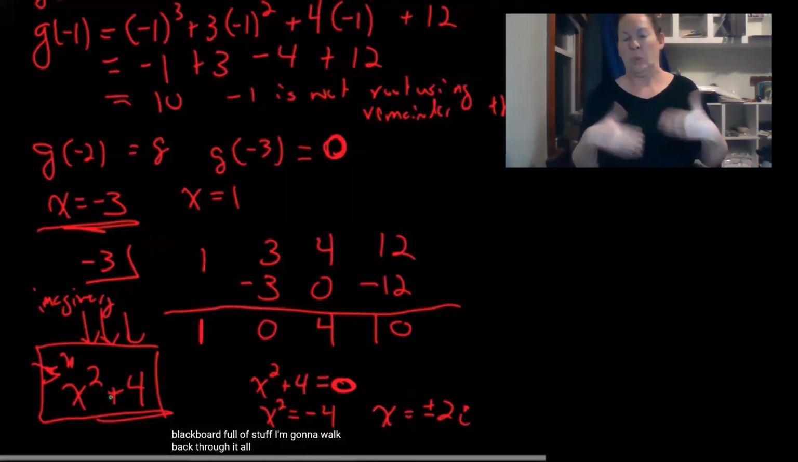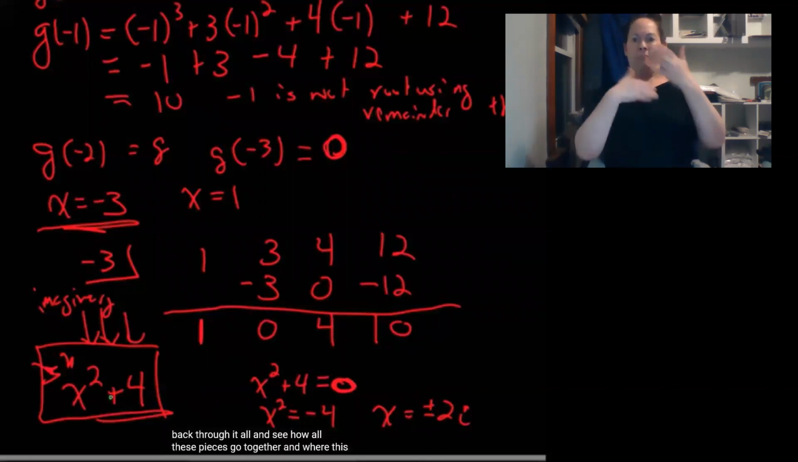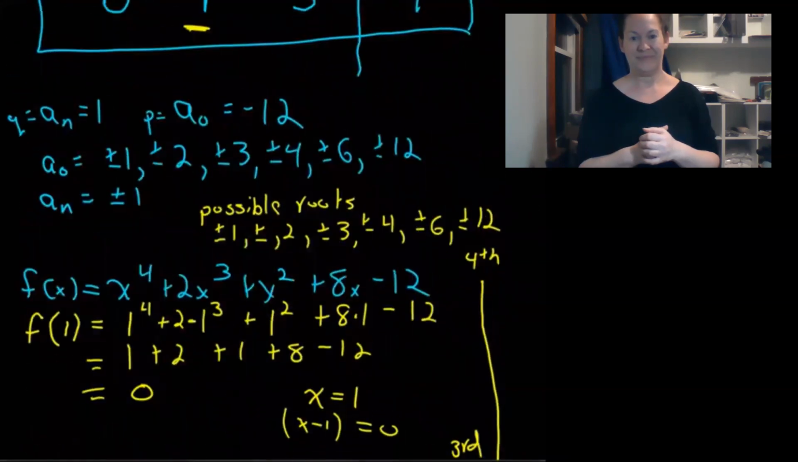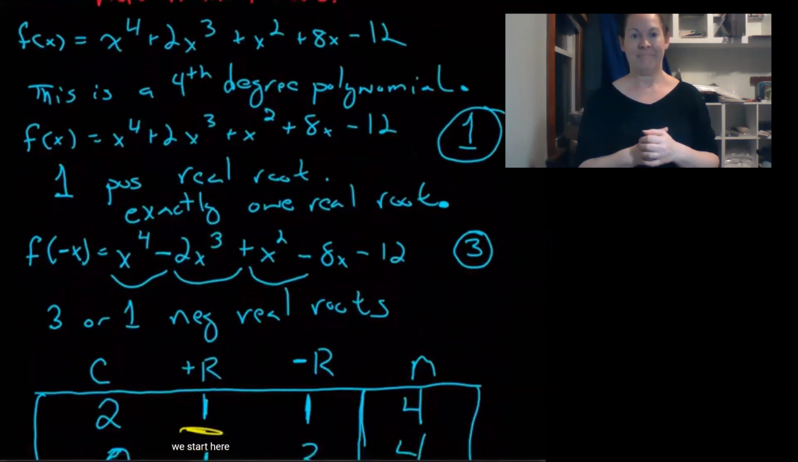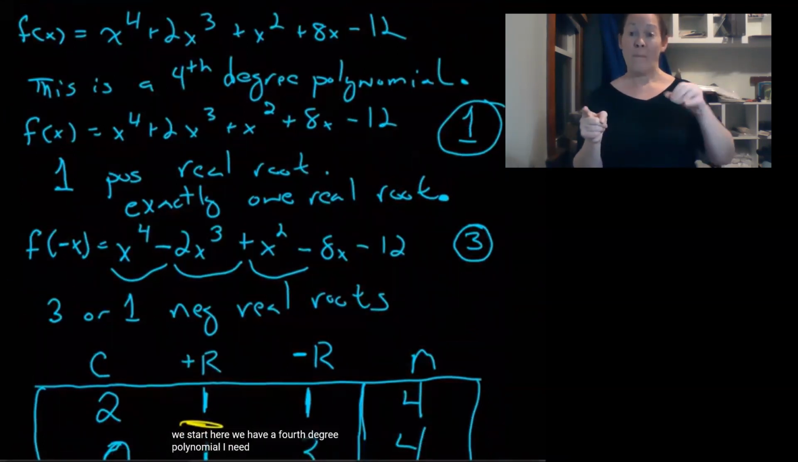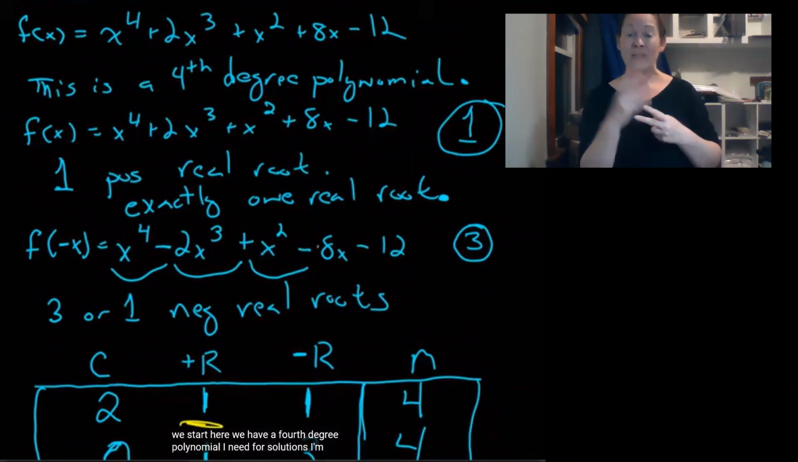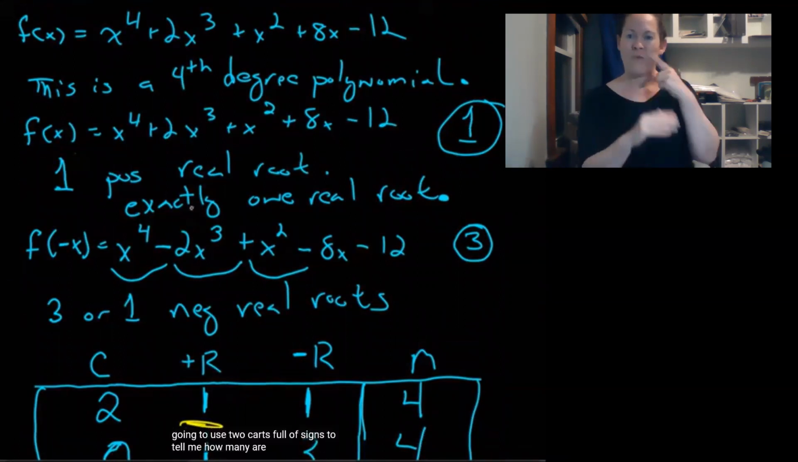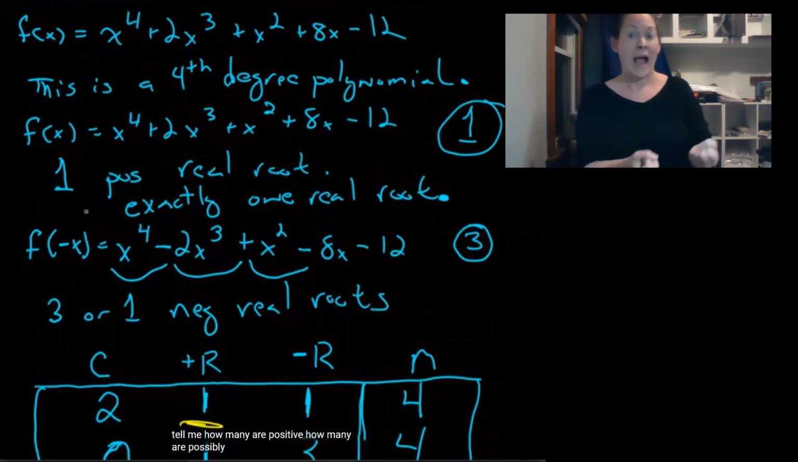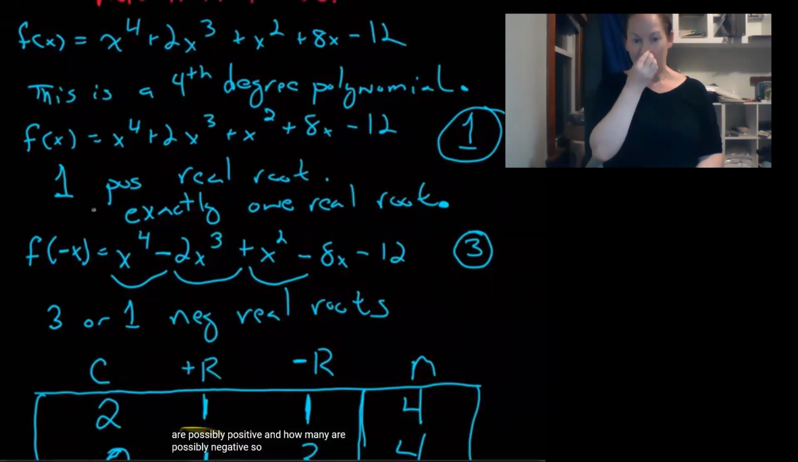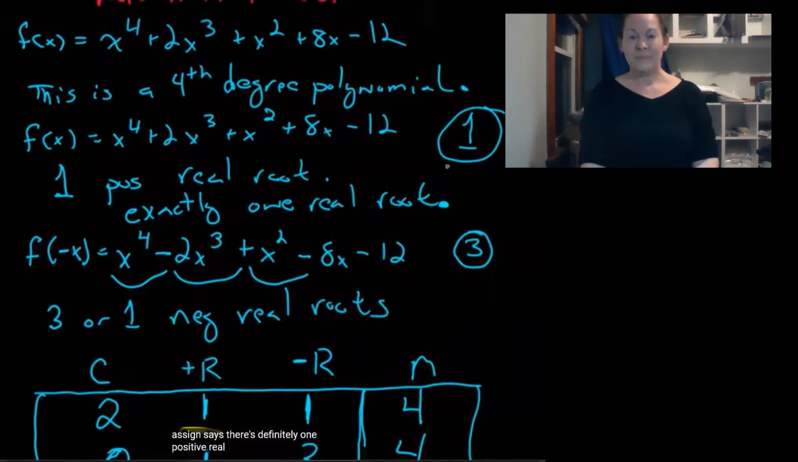I'm going to walk back through it all and see how all these pieces go together and where this is coming from and where it's going. So we start here. We have a 4th degree polynomial. I need 4 solutions. I'm going to use Descartes' rule of signs to tell me how many are possibly positive, and how many are possibly negative. So Descartes' rule of signs says there's definitely 1 positive real root, and there's 3 or 1 negative real roots.